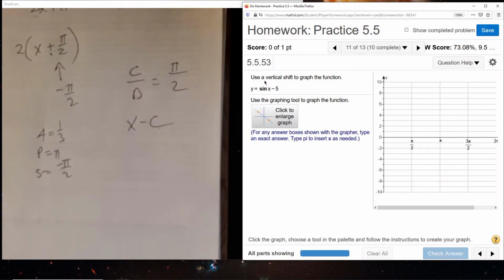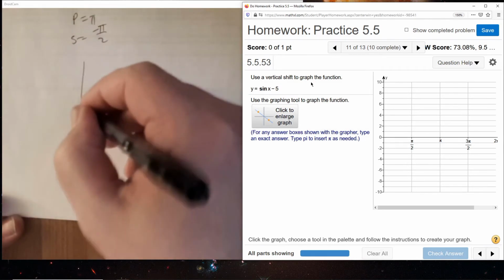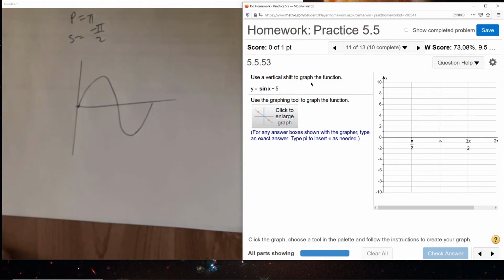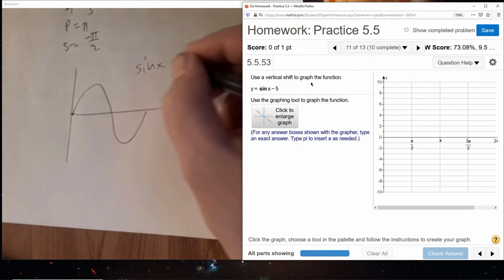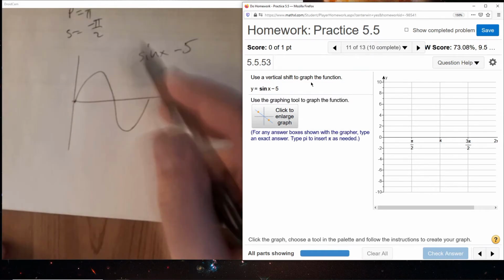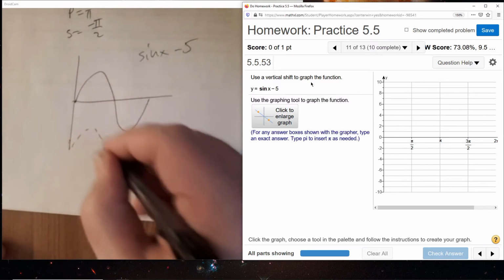Number 11. Here's some vertical shifts now. Use a vertical shift to graph the function. All right. So sine looks like this. That's the part that repeats. So sine of x minus 5 means the whole sine function shifts down 5 units.